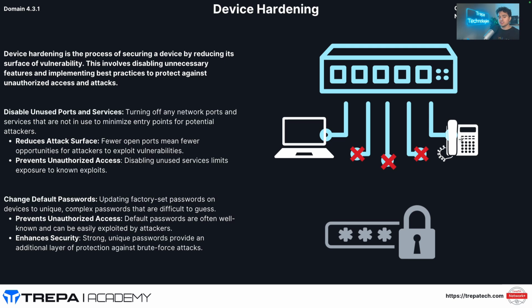So the first thing we can do is device hardening. On our switches, firewalls, routers, access points, making sure that we're closing unnecessary ports, whether that be a physical switch port or unnecessary ports like port 23 like Telnet. Disable unused ports and services. Turning off any network ports and services that are not in use to minimize entry points. Just cleaning up our attack surface, right? Reduces the attack surface, prevents unauthorized access.